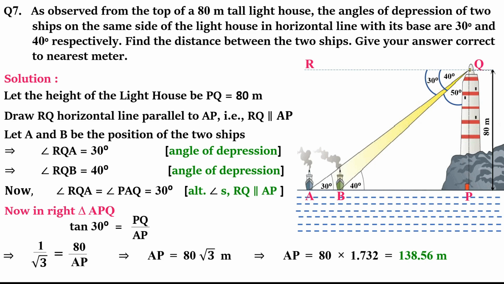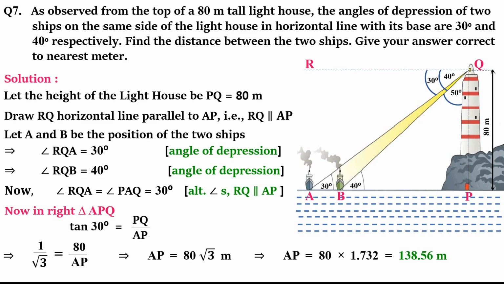So from here we get the value of AP as 80 root 3, which is AP is equal to 80 into 1.732, and this is 138.56 meter. Keep it as it is. The final answer will be rounded off correct to nearest meter. Don't round off now. Okay.